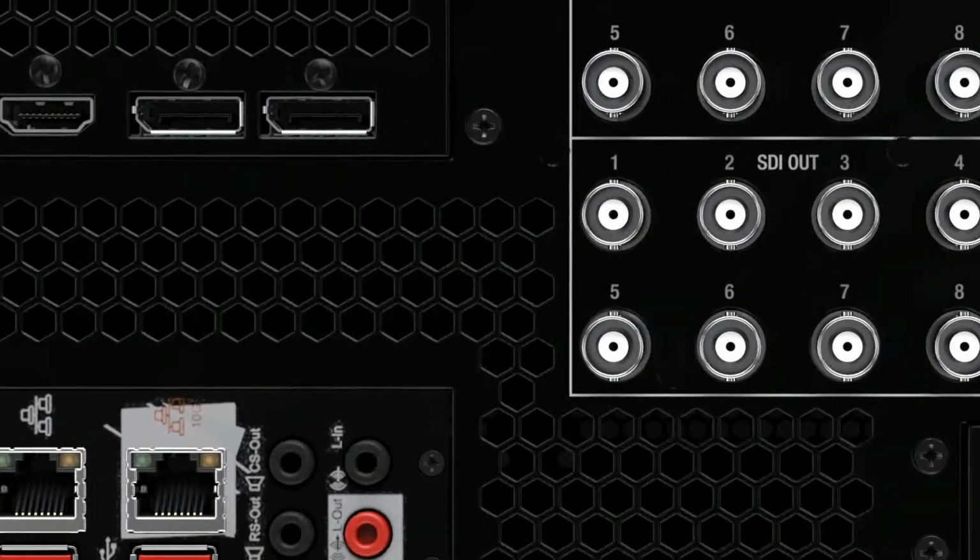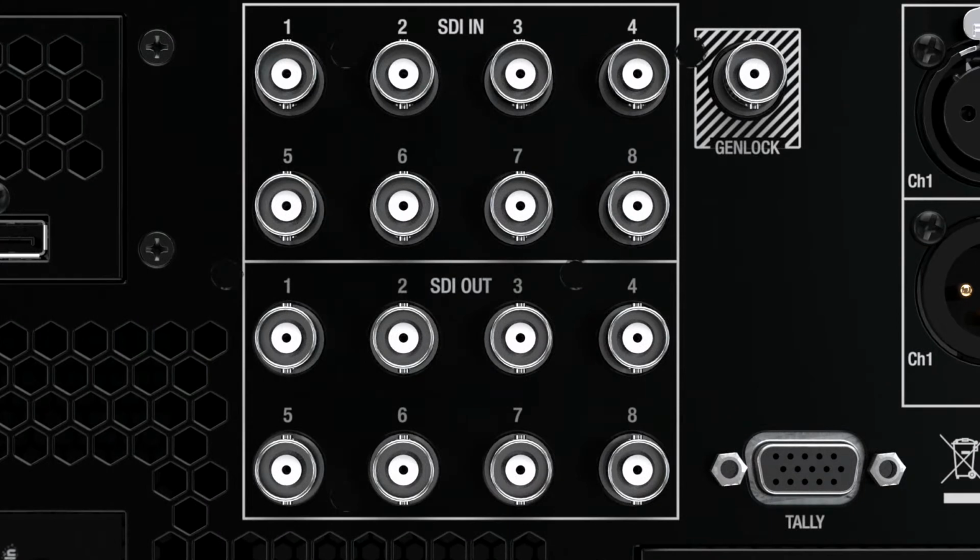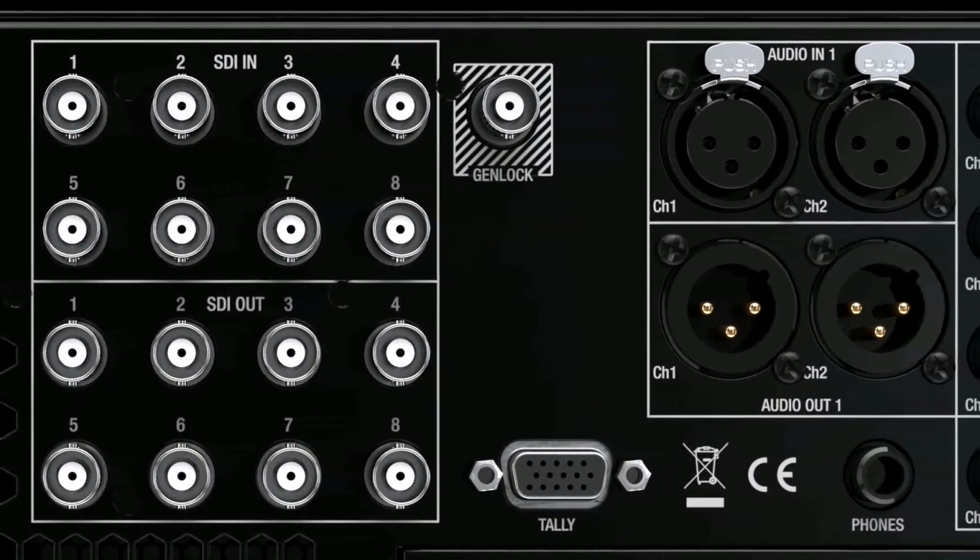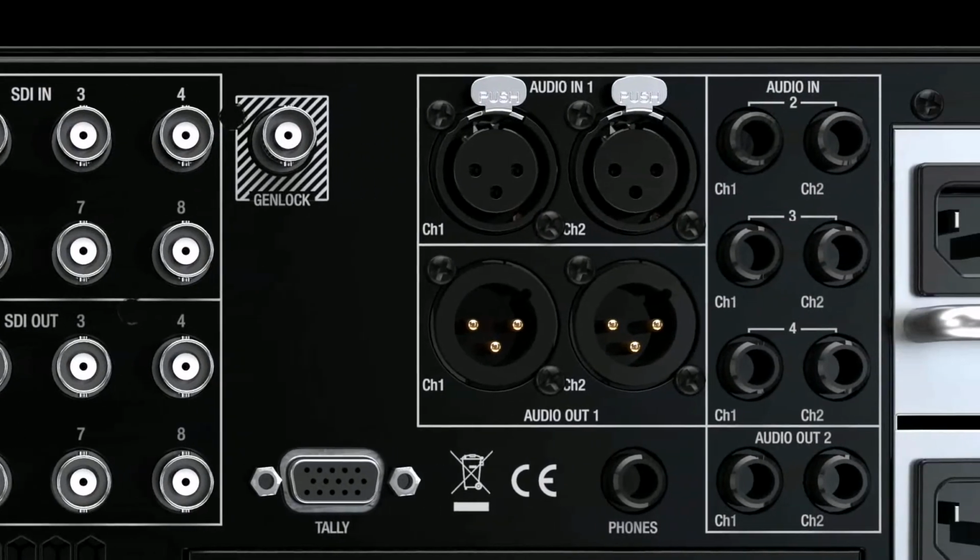Moving along, we see the 3G SDI inputs and outputs. There are 8 inputs and 8 outputs. Also, there's a Genlock input, as well as a tally light output. Next to that, we go to the audio inputs and outputs.